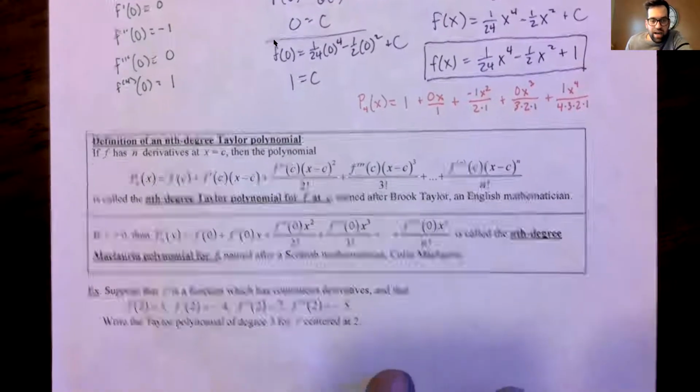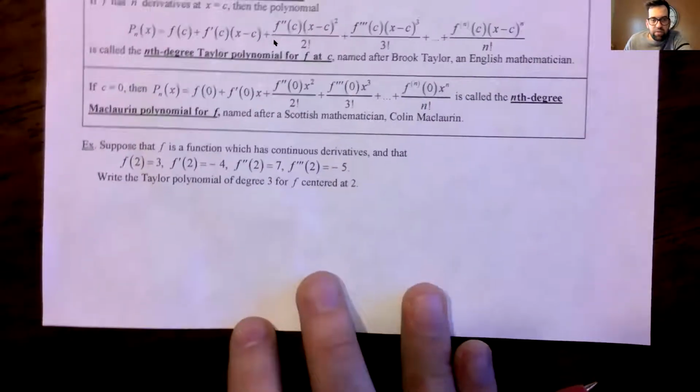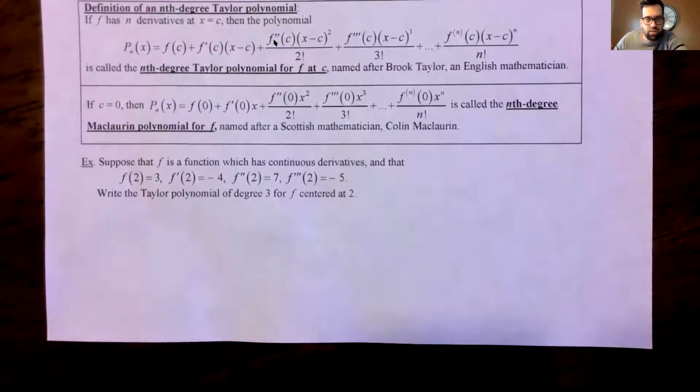So let's try that in this first official example of the notes. Suppose that f is a function which has continuous derivatives and that f of 2 equals 3, f prime of 2 equals negative 4, f double prime of 2 equals 7, f triple prime of 2 equals negative 5. Write the Taylor polynomial of degree 3 for f centered at 2. All right, so let's try this.